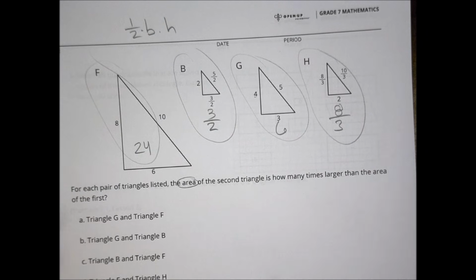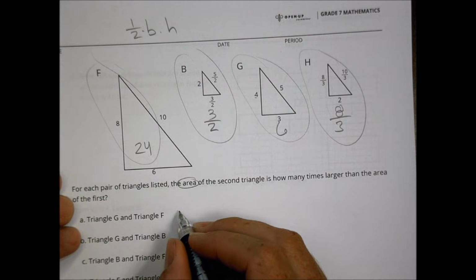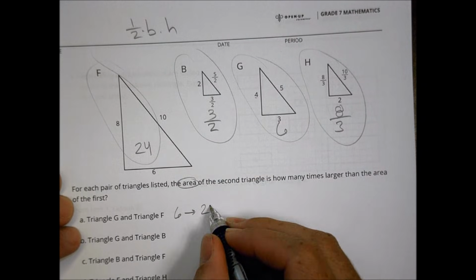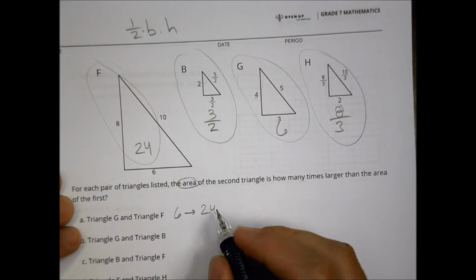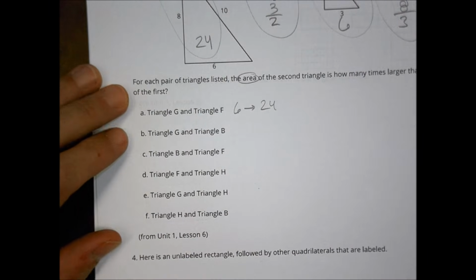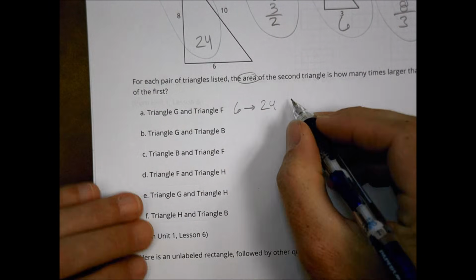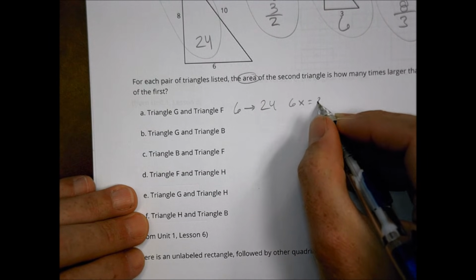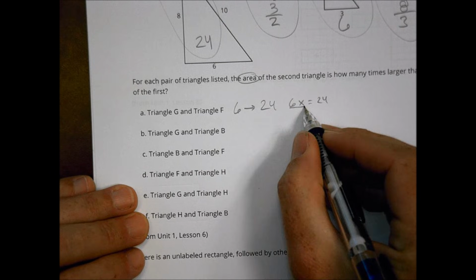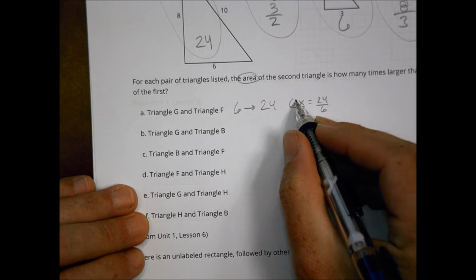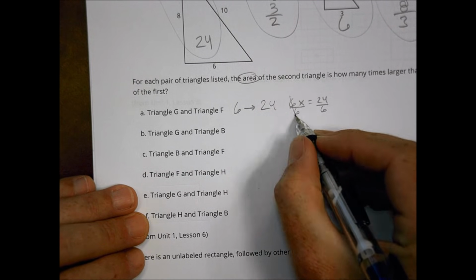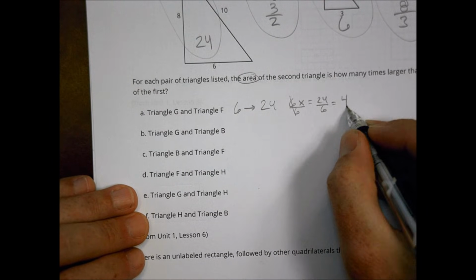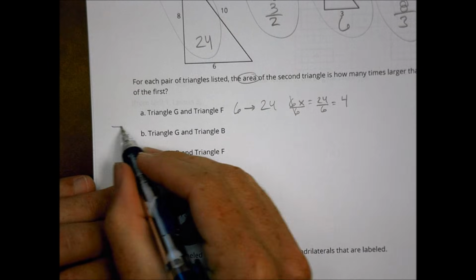So to go from G to F, G is 6 and F is 24. So what they're asking is how many times larger. So what am I going to multiply 6 by to get to 24? Right? So it's like this. If I set it up, it's 6x equals 24. To solve that, I'll divide both sides by 6 to get the x by itself. That will go away. And then we have 24 divided by 6, which is 4. So it's 4 times larger for number A, or letter A.